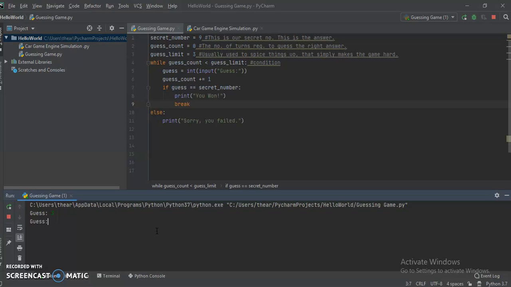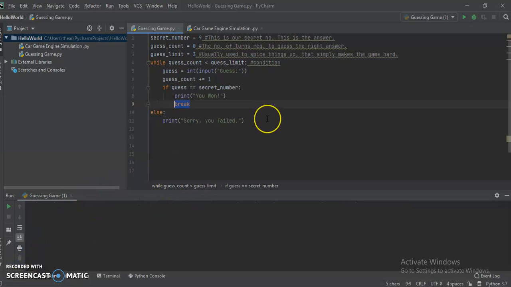3. What? 3 isn't it? Sorry, I couldn't put 3. Now, 9. Yeah, I won. But again, if I put in the first guess, and it's the right answer, the while loop is broken and you win, okay? Simple and meaningful.